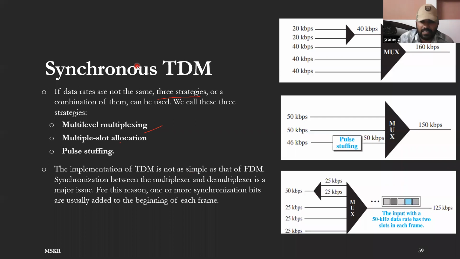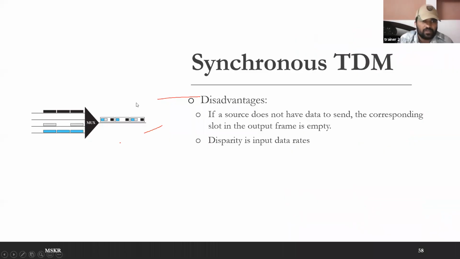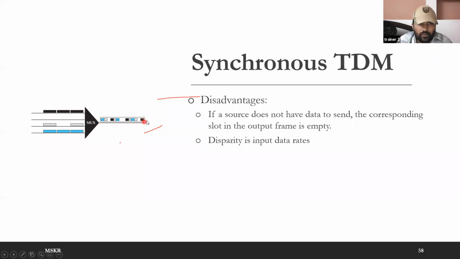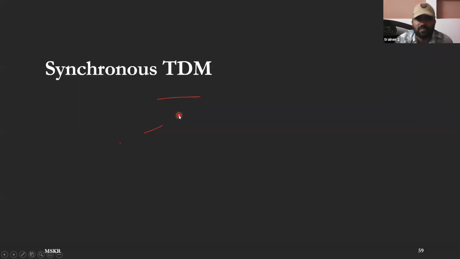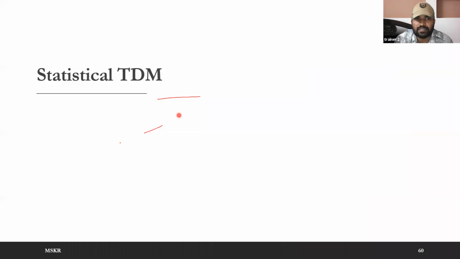So when you saw the last diagrams, each frame is carrying the input of each user: A1, B1, C1, D1. Along with that, we are going to add a few more additional bits which will tell the demultiplexer how to sync. So that is one more disadvantage of this particular synchronous TDM.